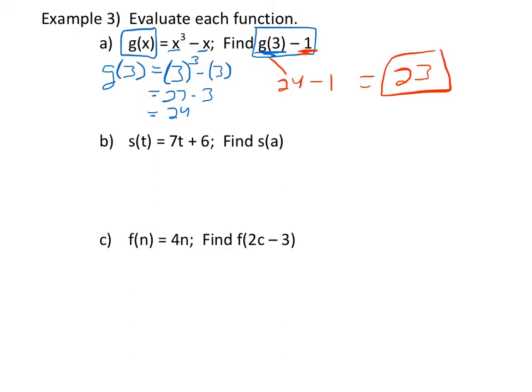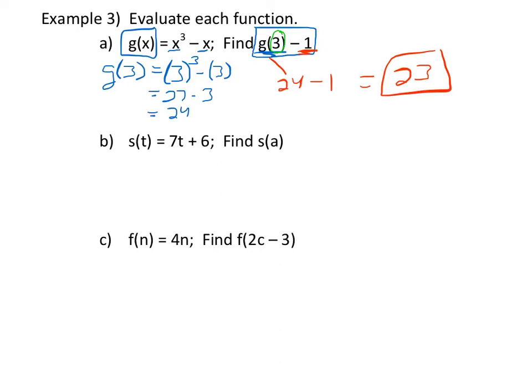So we had to plug a number into the function and then take 1 from it. So this is a kind of a two-step problem. So be careful how you read that so you can see what's actually being plugged in. And as a reminder, whatever's in the parentheses is what's being plugged in, and only that. With that said, let's look at the next question.